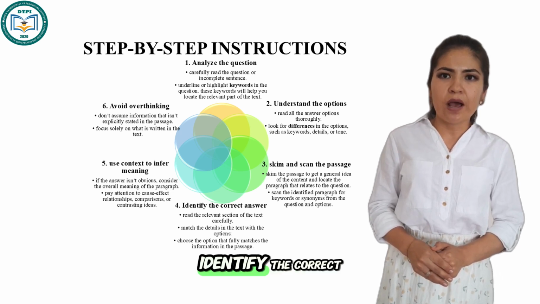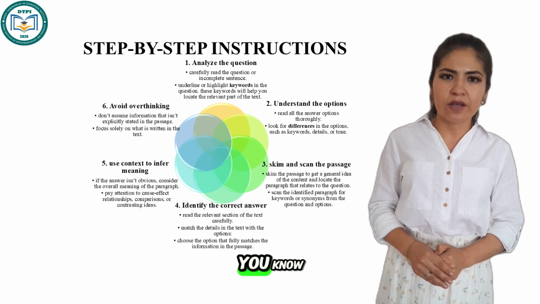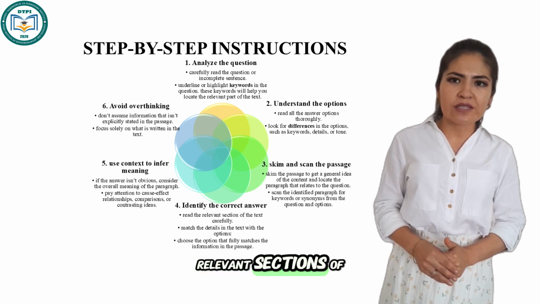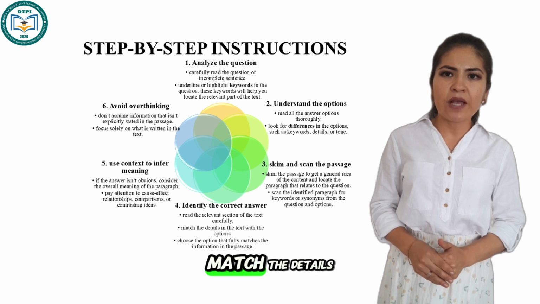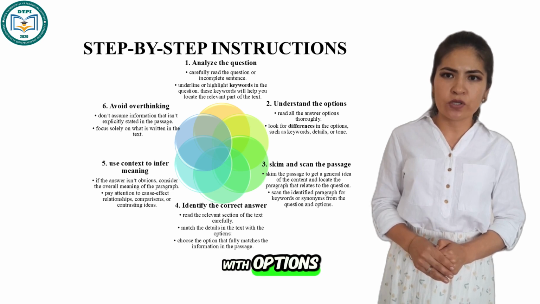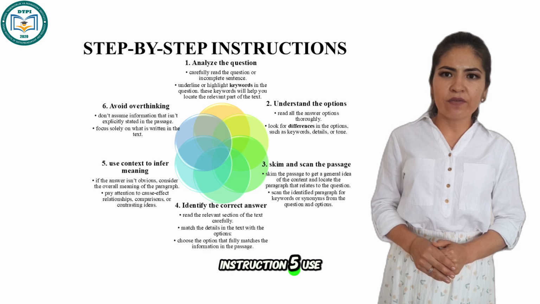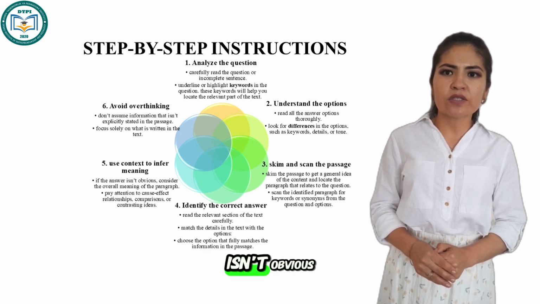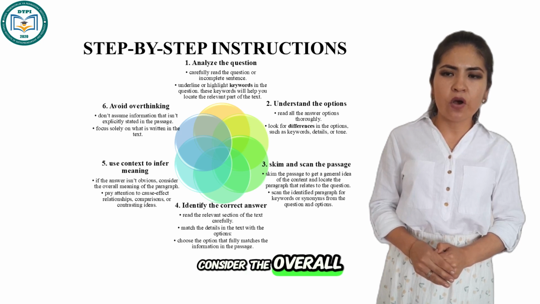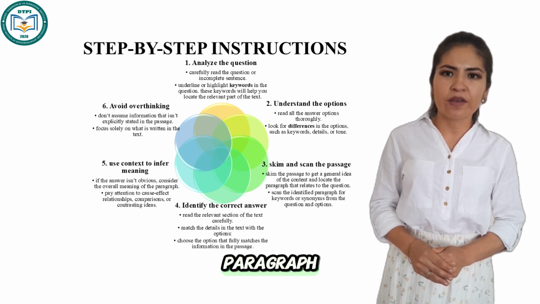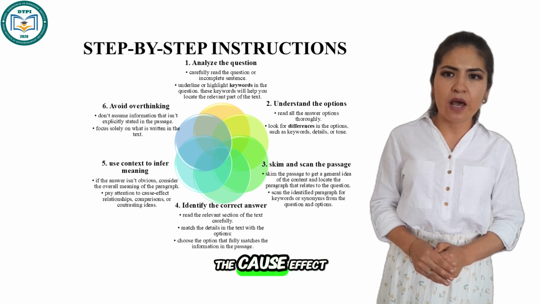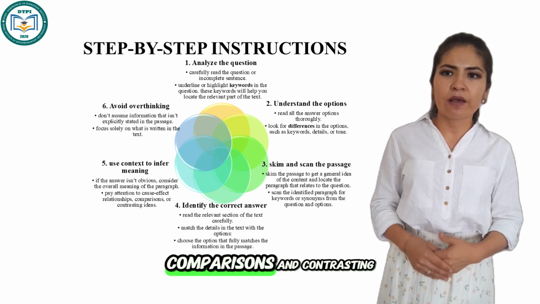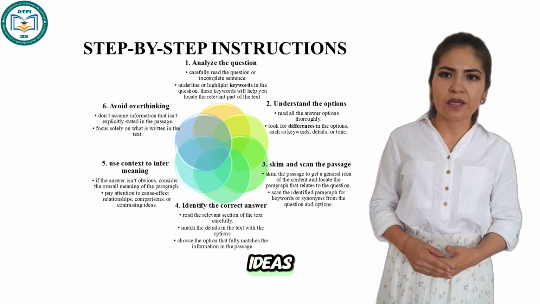Instruction 4, identify the correct answer. Read the relevant sections of the text carefully. Match the details in the text with options. Instruction 5, use context to infer meaning. If the answer isn't obvious, consider the overall meaning of the paragraph. Pay attention to the cause-effect relationships, comparisons, and contrasting ideas.